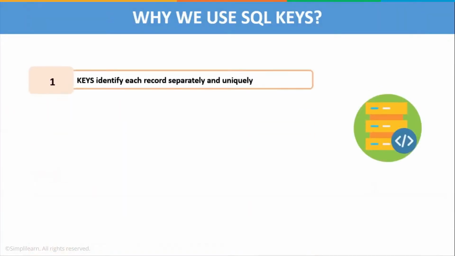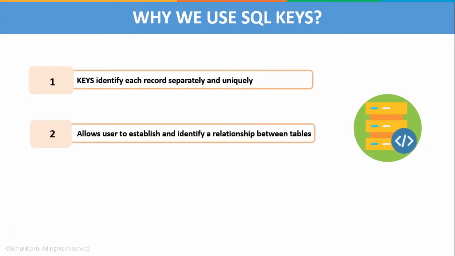Let us now understand why we use SQL keys. SQL keys identify each record separately and uniquely. Now a key is used in the definition of various kinds of integrity constraints, and a table in a database represents a collection of records or events for a particular relation. Since there are thousands and thousands of such records, some of which may be duplicated, in order to identify these records uniquely and separately, we need SQL keys.